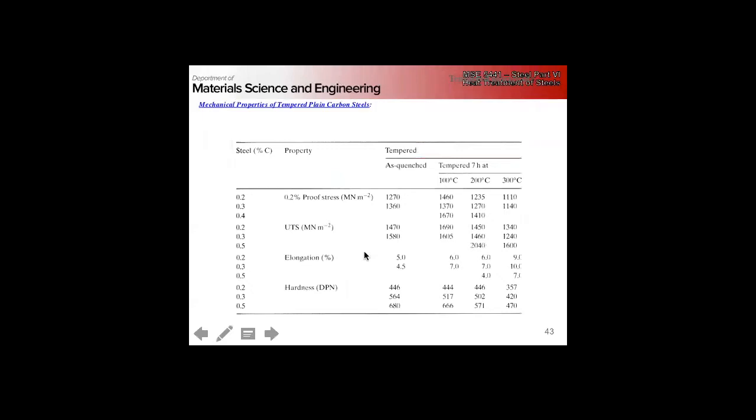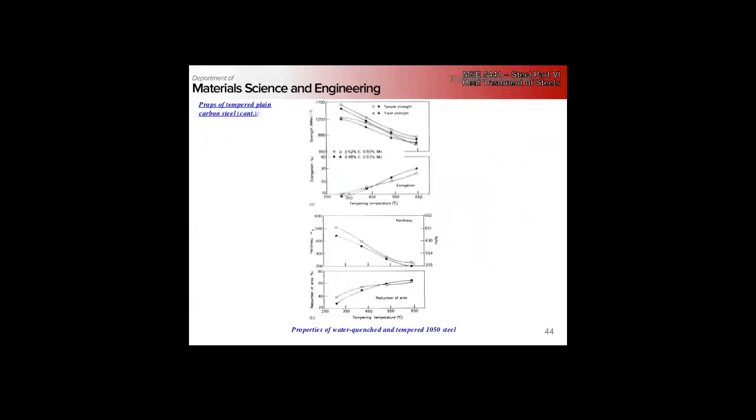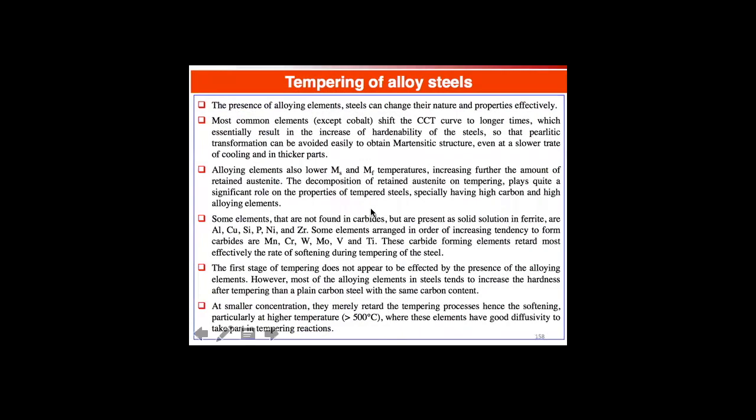So basically, just the properties, right? And they show the same trend as what we see on the other chart. Right? Decrease in strength, increase in toughness, and there's a carbon composition dependence on how much they go, but they all follow the same trend. Okay, in alloy steels, things get complicated, right?